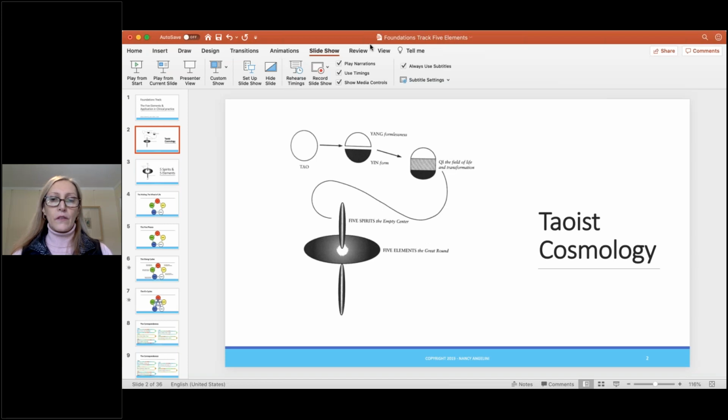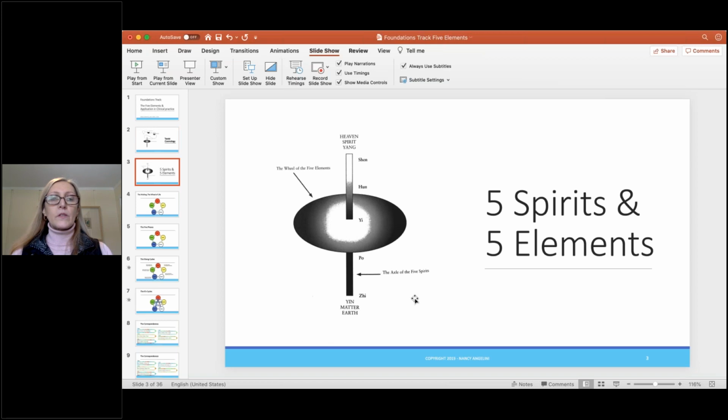See if this works. Does that work? You seeing that? I see Taoist cosmology. It's not working. Do you see 5 spirits now? Still Taoist cosmology. You know what it is? It's the one problem with GoToWebinar: if I don't set up the meeting, there's this weird disconnect with the PowerPoint and moving the PowerPoint. Can you see it now? Can you see 5 spirits and elements right now? 5 spirits and 5 elements, yeah. Okay, we'll have to do it in this setup.